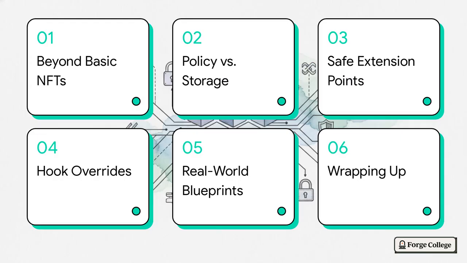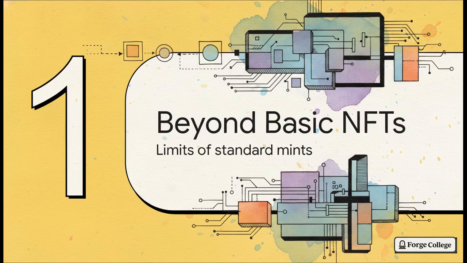So here's the master schematic we're drafting today. We'll start by going beyond basic NFT contracts. Then we'll cover separating policy from storage, creating safe extension points, getting hook overrides done right, looking at some real-world custom blueprints, and finally, wrapping up and next steps. All right, Section 1. Beyond basic NFT contracts.